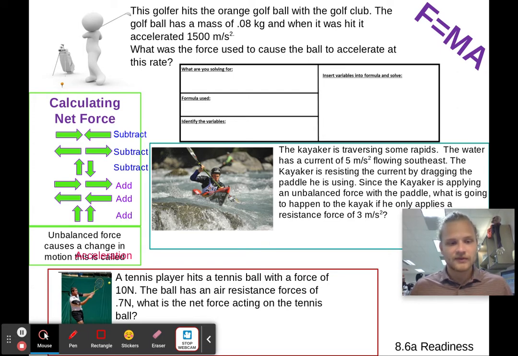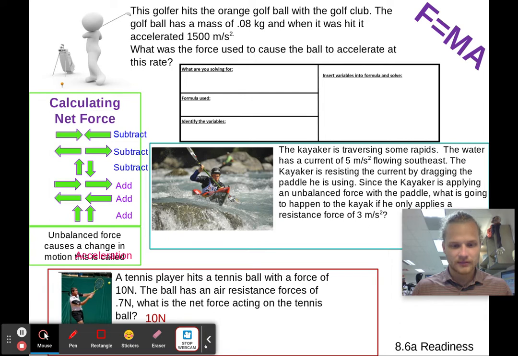Now we got to add when they all go together. So unbalanced force in motion is called acceleration. It's hard to read right there, but it's acceleration. It's a change in speed. If you go the same exact speed, you're not accelerating. I guess we're going to start at the bottom.